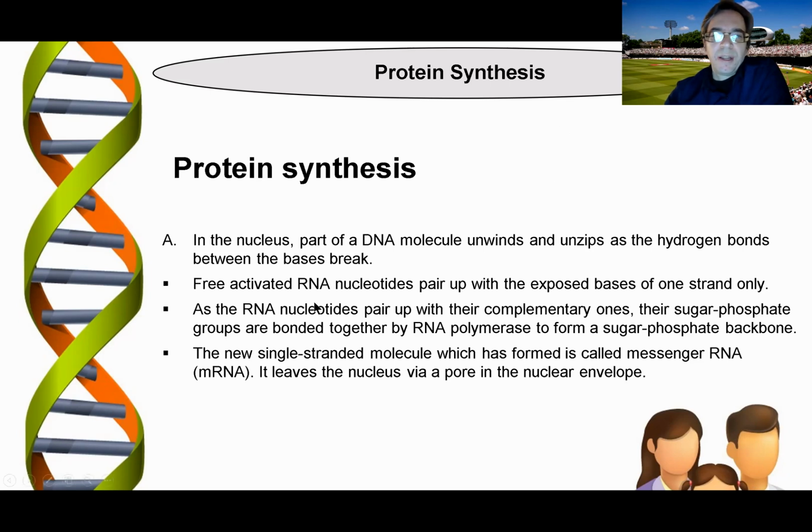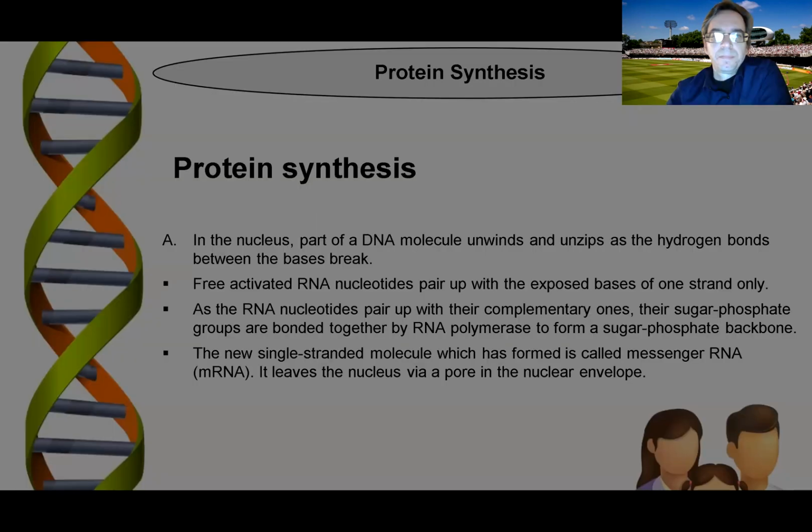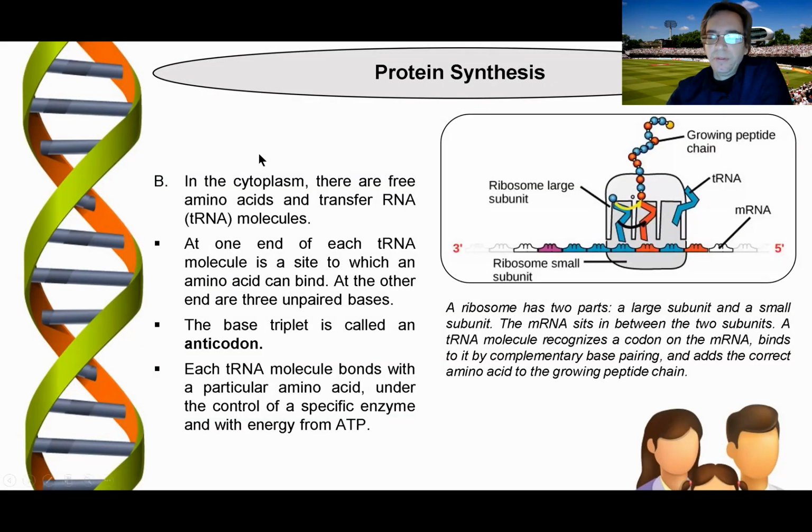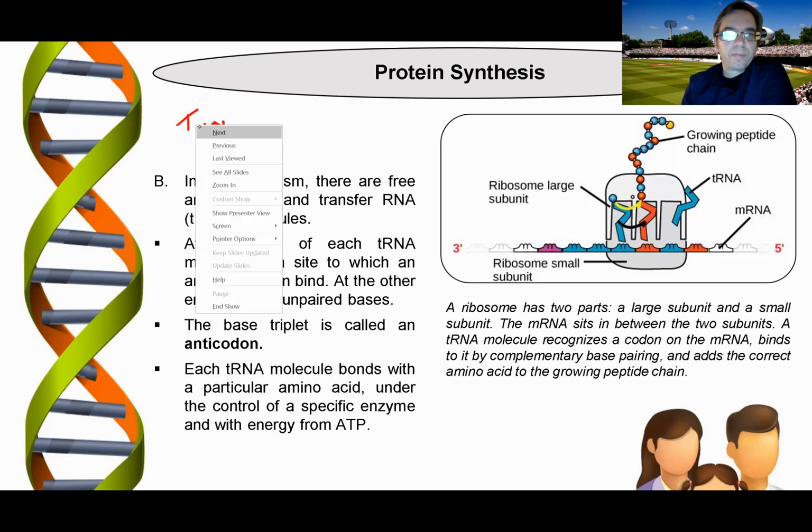And then we have RNA nucleotides in the nucleus, which are only one strand. So we didn't mention that before. DNA is a double-stranded molecule. RNA is a one-stranded molecule. So what happens is, as we talked a little bit about the processes, transcription, and translation.